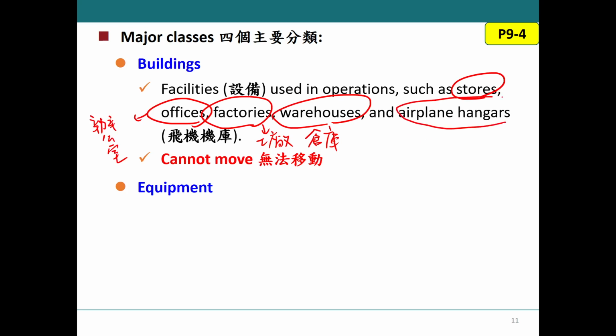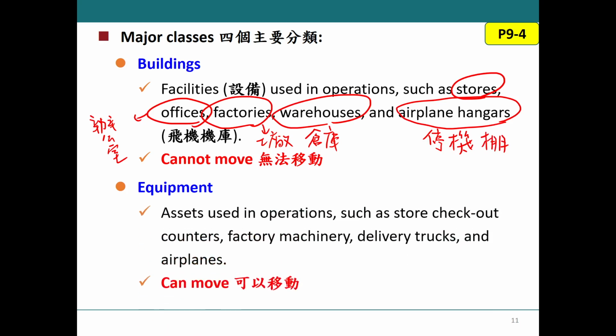Airplane hangars, 停机棚. Okay, so there are buildings. How about equipment? Like your car, your bicycle, your motorcycle. Like your machine, like your airplane, they are your equipment.